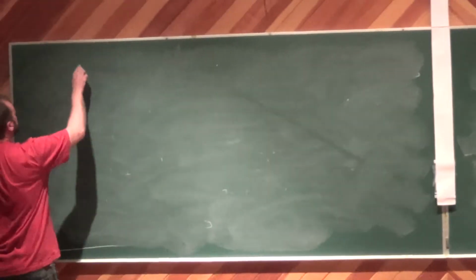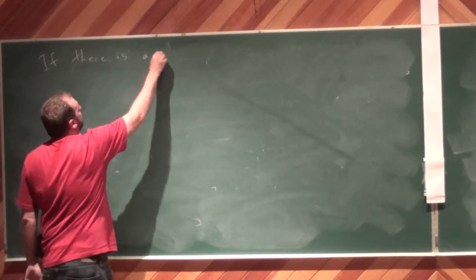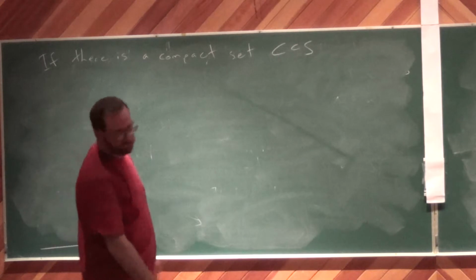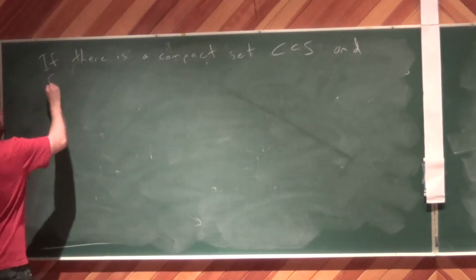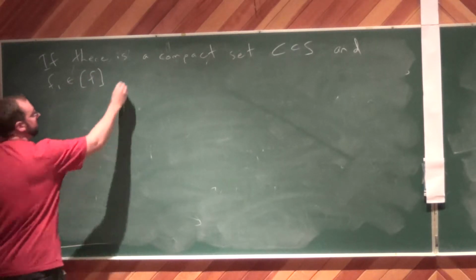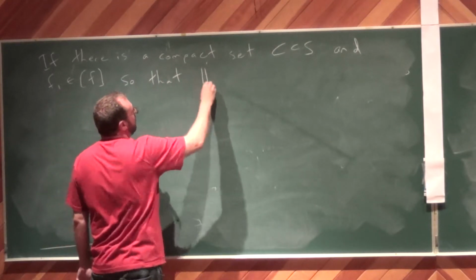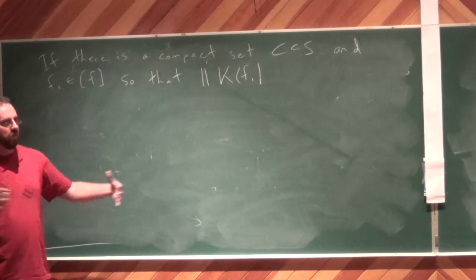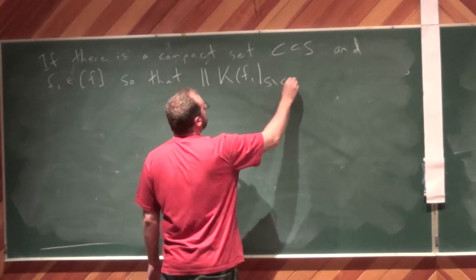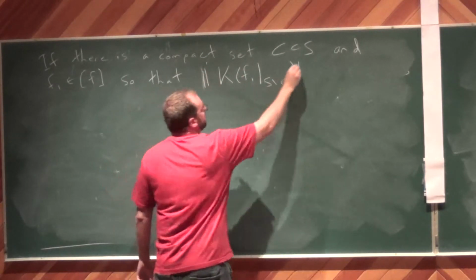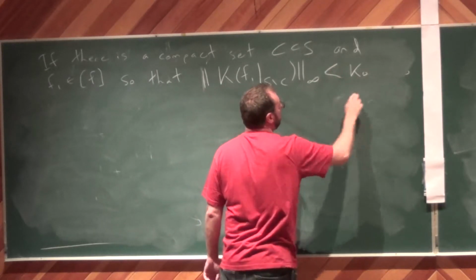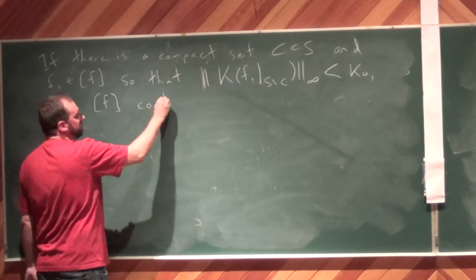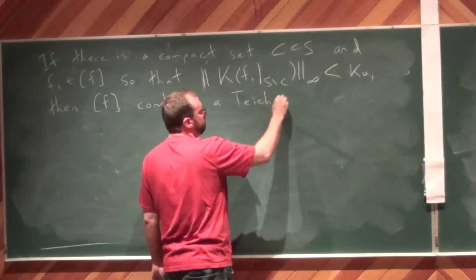Okay, so then if there is a compact set C contained in our surface and a QC map F1 contained in our Teichmüller equivalence class, so that, well, we want to look at the distortion of our mapping F1, but off this compact set, so away towards the end, the sup norm, if that is strictly less than K0, then our equivalence class contains a Teichmüller type map.